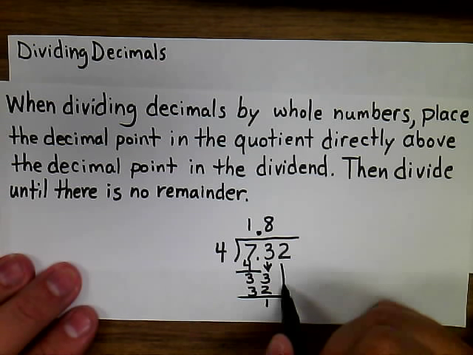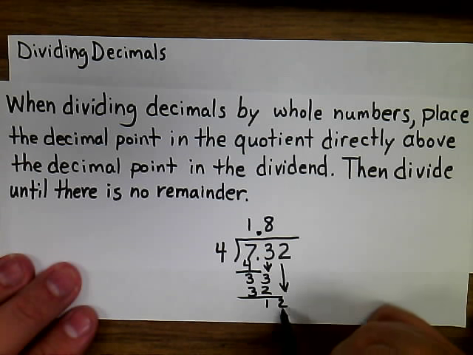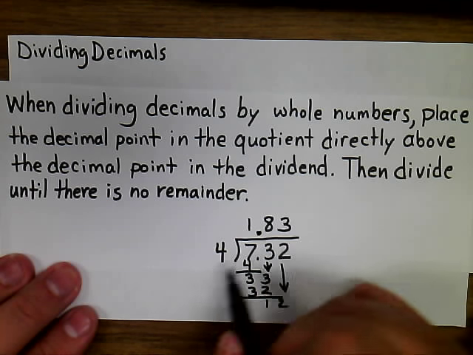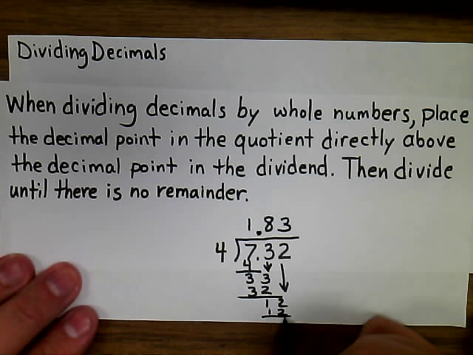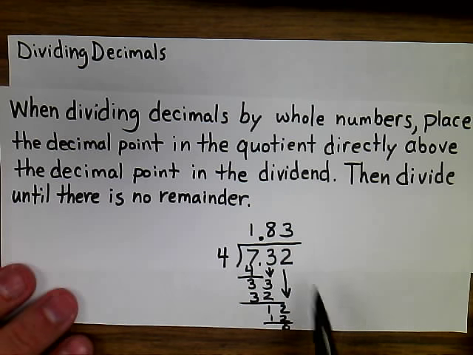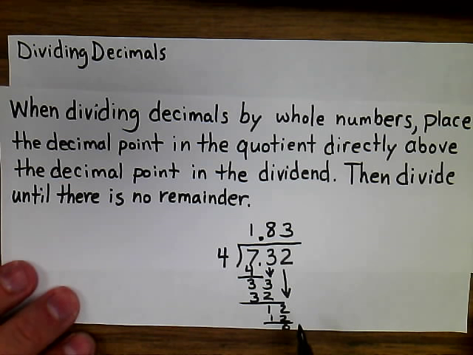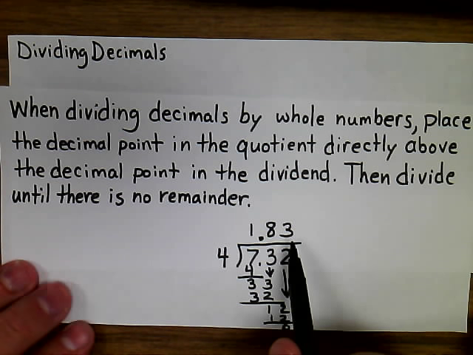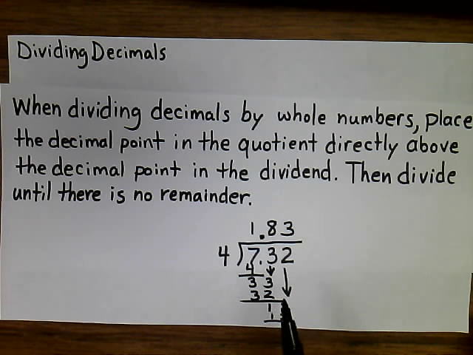Remainder of 1. Bring down the 2. 4 goes into 12 3 times. 3 times 4 is 12. And we have no remainder. If you'll remember, you are to continue dividing. Notice how important it is to keep our columns straight. And our answer is 1 83/100.